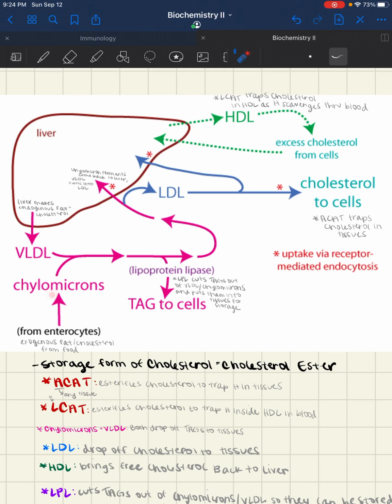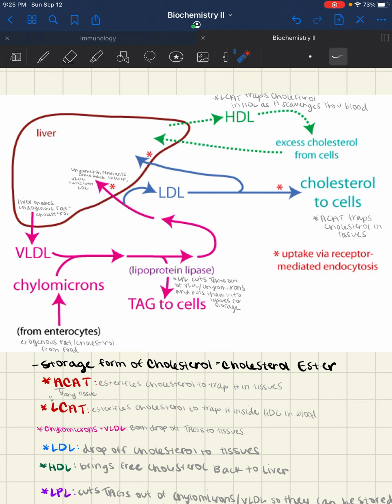So the chylomicrons, once they drop off tags, they're going to become chylomicron remnants and just go straight to the liver. Once VLDL drops off tags, it's going to become a little more dense. It's going to become LDL. Now, LDL is different from VLDL and chylomicrons in that LDL is dropping off cholesterol to tissues. And LDL is taken up into tissues by receptor-mediated endocytosis.